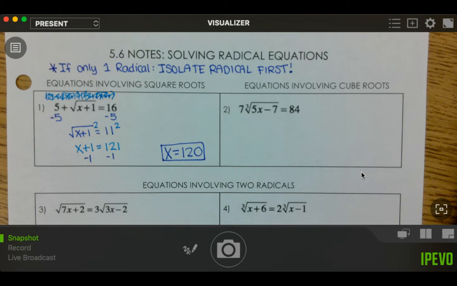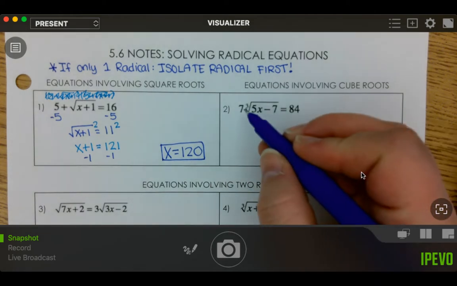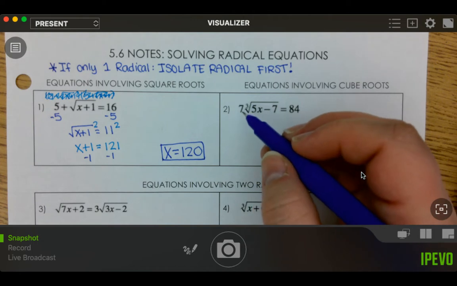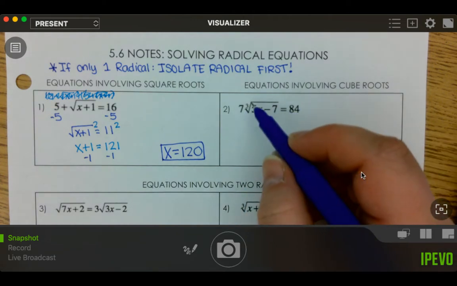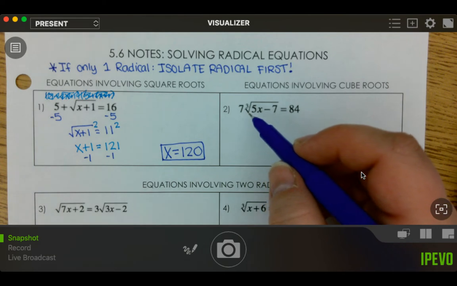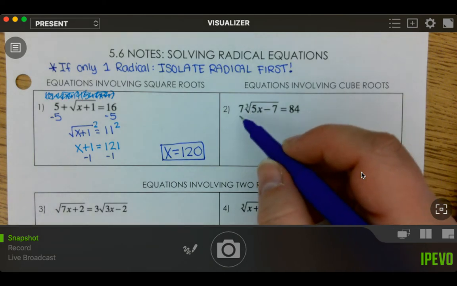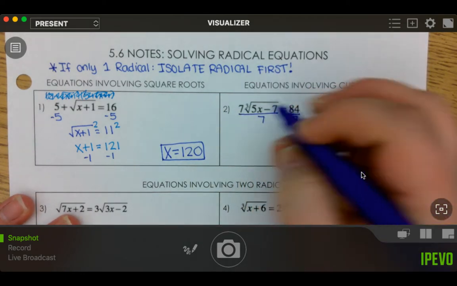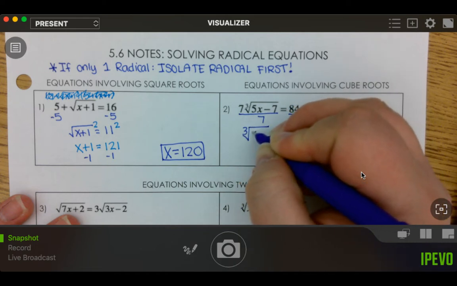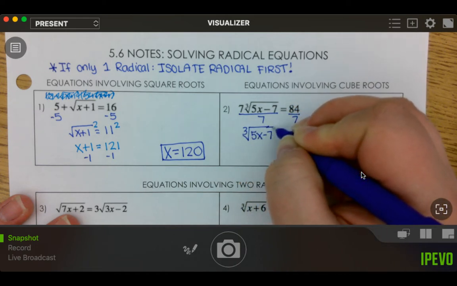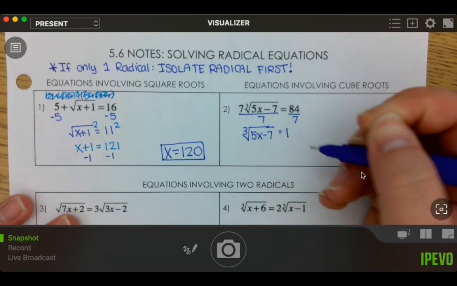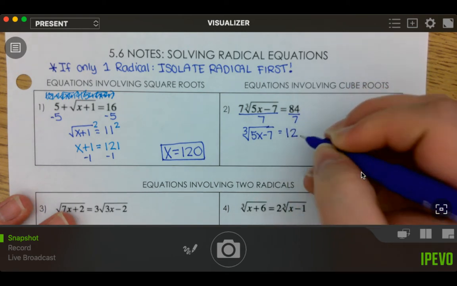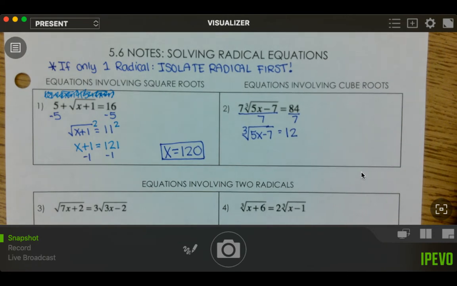Number 2 is a little difficult because this is kind of hard to see. So you could, right now, cube everything to get rid of the cube root, or take everything to a power of 3. But instead of doing that to the 7 and the 84, divide this side by 7 first, so that now it is 12. And then what you're going to want to do next is take both sides to the power of 3.